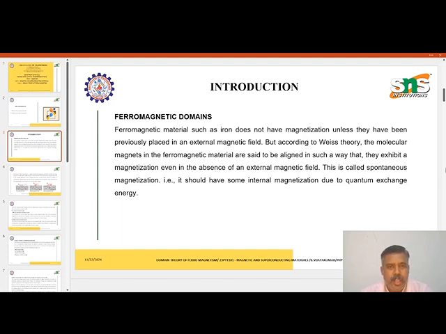Ferromagnetic material such as iron does not have magnetization unless it has previously been placed in an external magnetic field. But according to Curie's theory, the molecular magnets in the ferromagnetic material are aligned in such a way that they exhibit magnetization even in the absence of an external magnetic field. This is called spontaneous magnetization. It should have some internal magnetization due to quantum exchange energy.